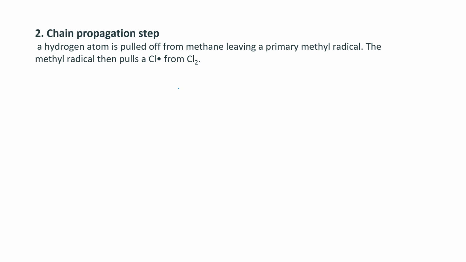Step 2, chain propagation step. A hydrogen atom is pulled off from methane, leaving a primary methyl radical. The methyl radical then pulls a free radical halogen from Cl2.